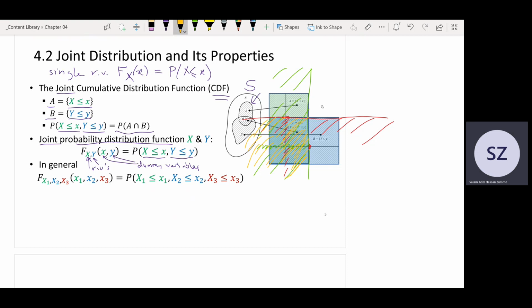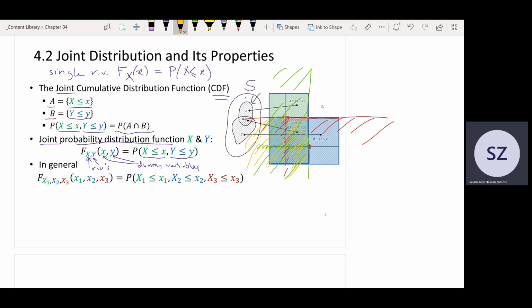Now let's explain: the green is X less than x, while the blue is Y less than y. The intersection between them is X less than x and Y less than y. Okay? Other question.